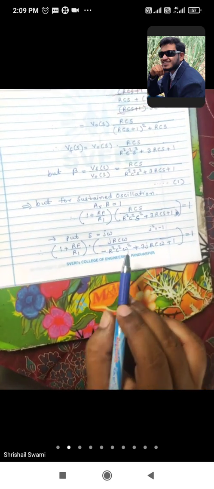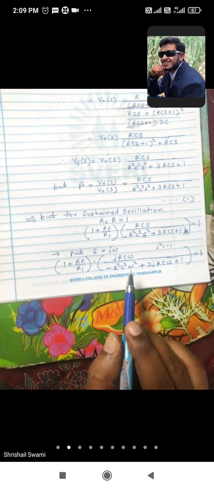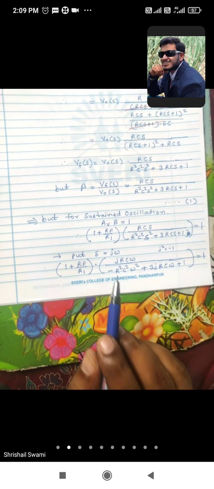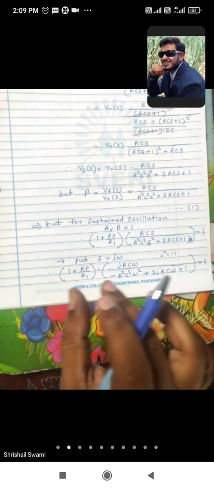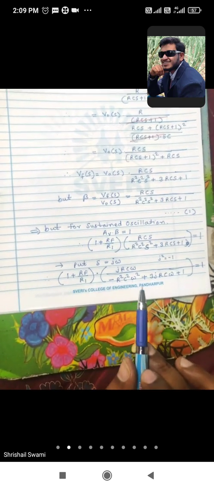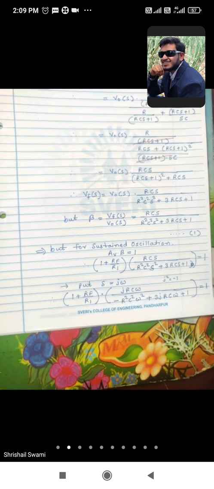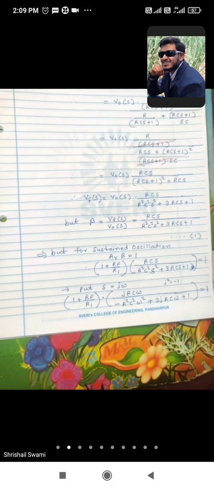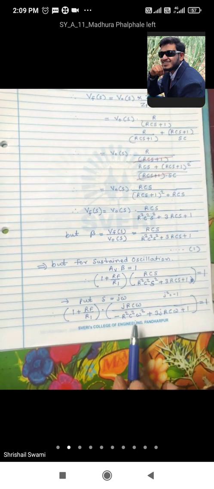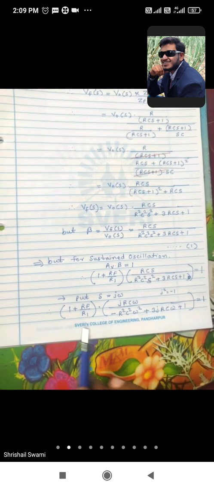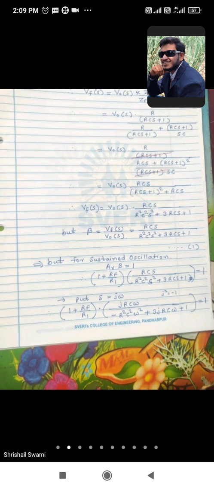Now what we can do from this equation, the real part we can make in one side and imaginary part we can make it another side, means real part आणि imaginary part आपण ह्याच्यातलं सेपरेट करूया, so that it becomes easy to find out the frequency of oscillation and gain. Okay, so what we can do from this equation, we can separate real part and imaginary part.